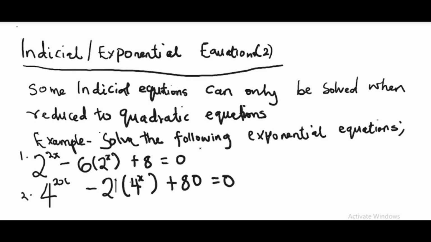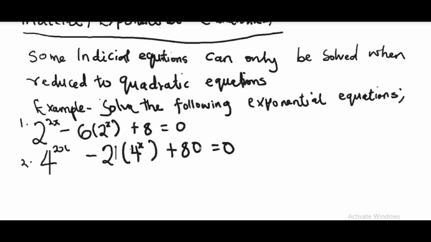Now, in that last video we said that indicial equations can actually come in two forms. Now, there are other indicial equations that can only be solved when they are reduced to quadratic equations. You look at the equation and see that it doesn't look like the two forms of indicial equations. In that case, it has to be reduced to a quadratic equation. Now, let's look at these two examples, after which I will give you the ones you will try out.